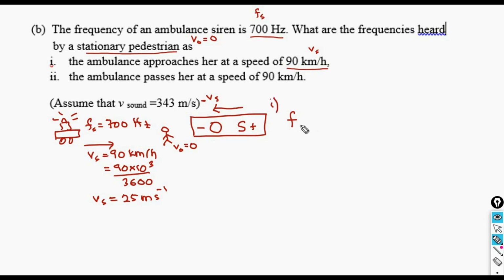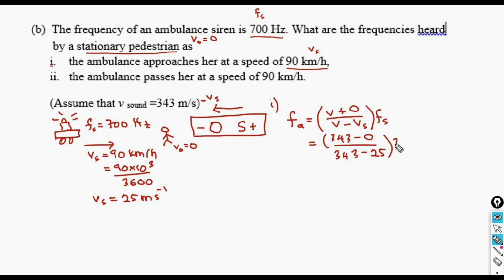The frequency heard by the observer: FA equals V plus V naught, which is 0, over V minus VS, times FS. Substitute: V is the speed of sound, 343, minus 0, divided by 343 minus VS, 25, times FS, 700. Calculate and you will get 755.03 Hz. This is number one.